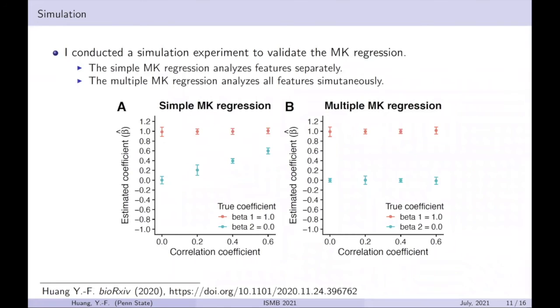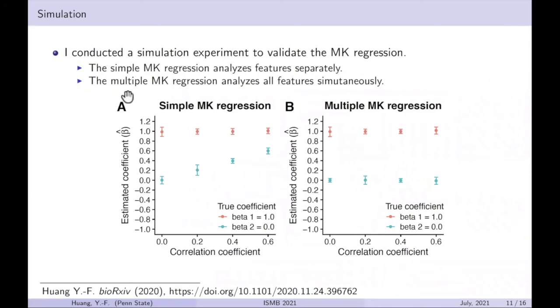We first apply the so-called simple MK regression, where we analyze features separately. In the simple MK regression, we do not try to control for the effects of other features. We actually try to see what could be wrong if we only analyze one feature at a time.